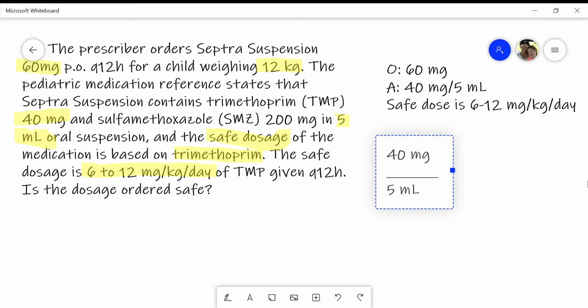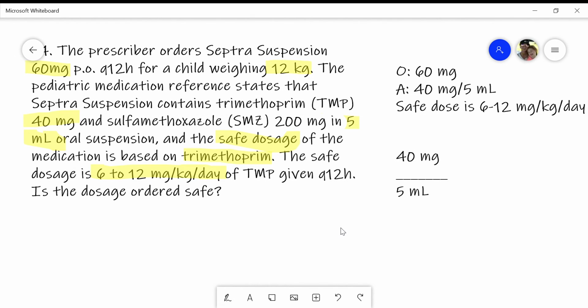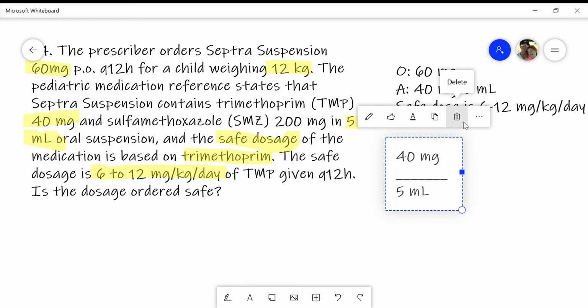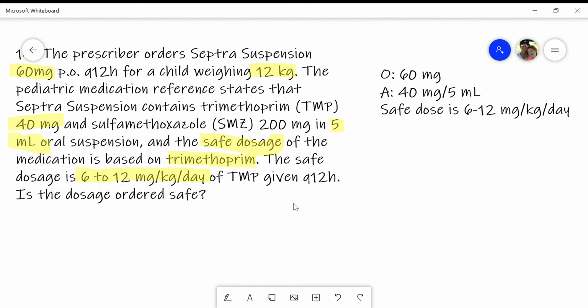Well, if we take this, what number is this again? This is 14. So if we take this, let's see. Actually, we don't even need this. Ignore what I said. Maybe. Hold on. Let's see. Orders. All right, hold on. I'm going to delete that for a second. So, 60 milligrams is our order. That's our available. Our safe dose is 6 to 12 milligrams per kilogram per day.